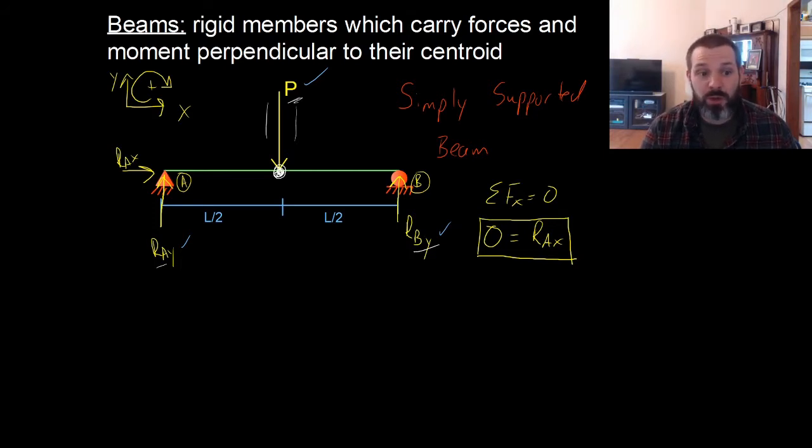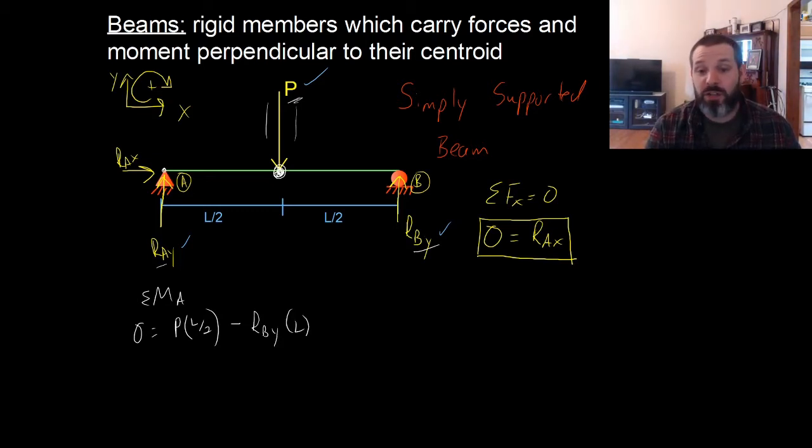The best point to sum your moments around is the point that has the most forces acting through it. That would be point A. It has RAX and RAY. We've already found RAX to be 0, but we could have just started out with this moment equation. If we sum the moments around point A, we find that 0 will be equal to P times L over 2, because it is creating a clockwise rotation, minus RBY times L, because it's creating a counterclockwise rotation.